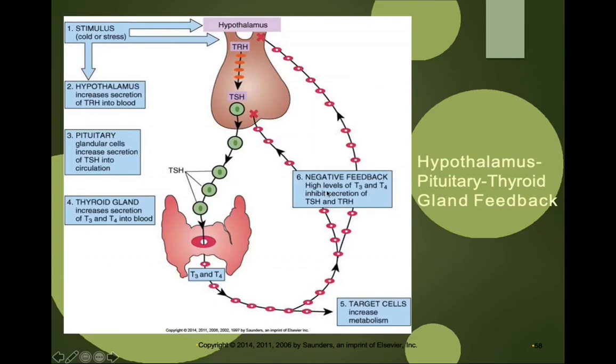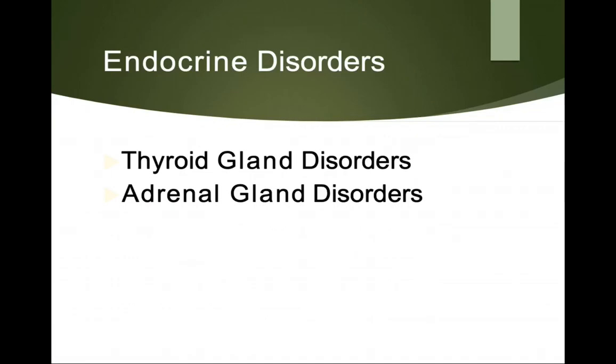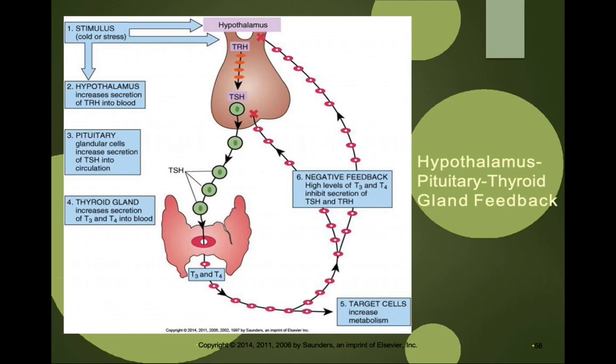Okay, let's look at the thyroid gland and adrenal gland in this lecture. So here we have the hypothalamus, and the hypothalamus is going to send some sort of signal to the pituitary, which is here, and then we have the thyroid gland here.